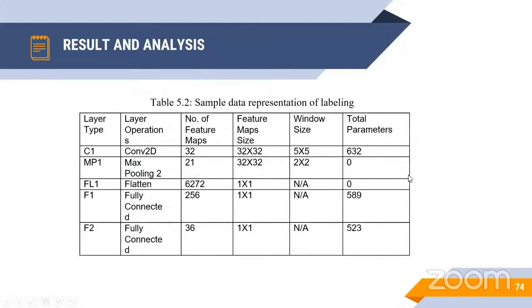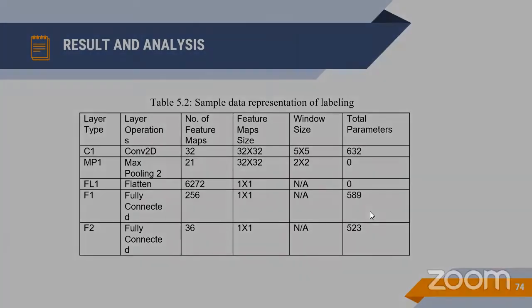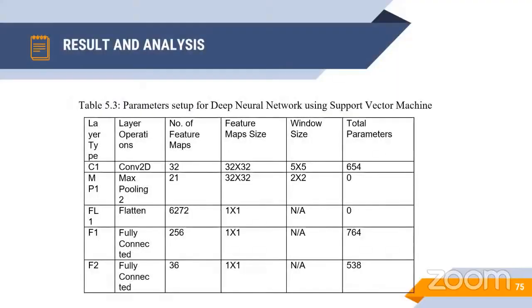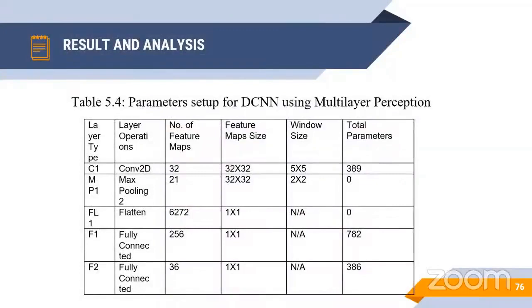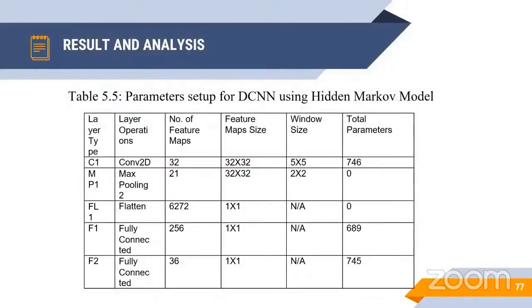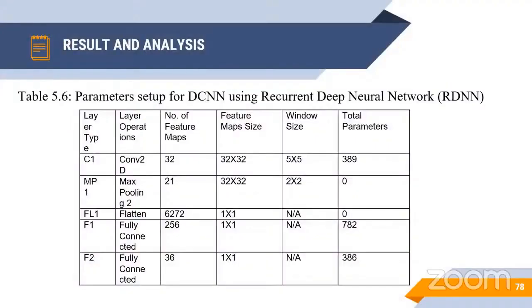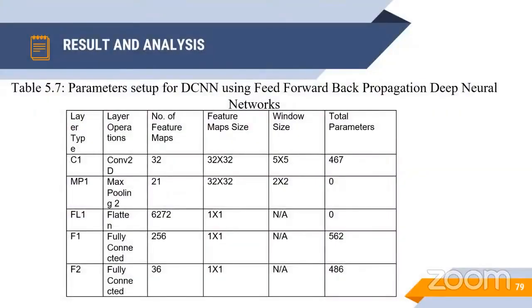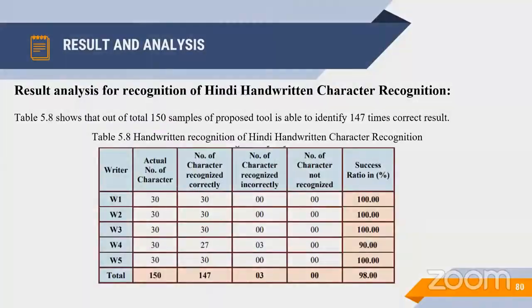The total parameters are 632, 589, and 523. The parameters set up for the deep neural network using support vector machine are 654, 764, and 538. The parameters set up for the multi-layer perceptron are 389, 782, and 386. For the hidden Markov model, 746, 689, and 745. With the recurrent deep neural network, the total parameters are 389, 782, and 386. For the backpropagation neural network, the parameters are 467, 562, and 486.